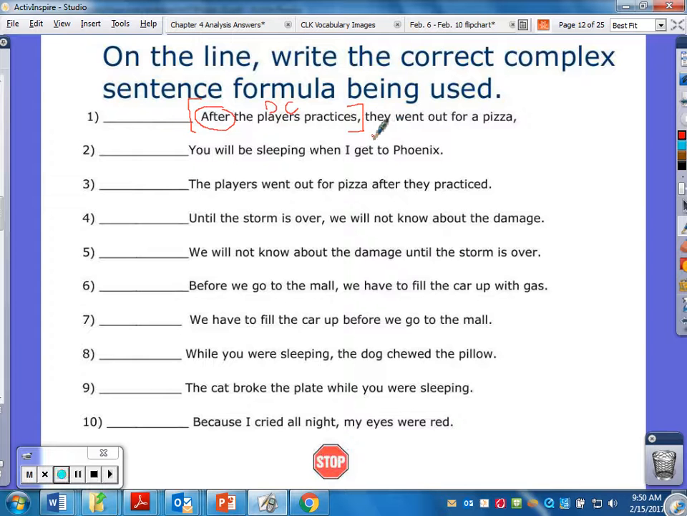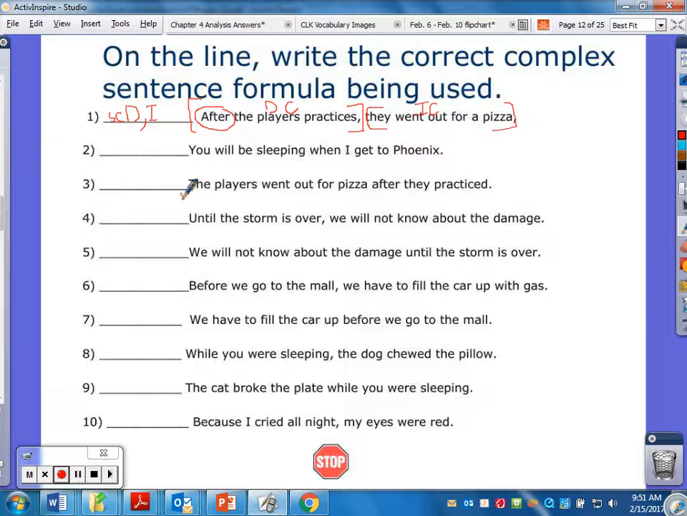Let's look at the next clause. They went out for pizza. Does this make sense on its own? If you said yes, then you are right. This is our independent clause. So I wonder which sentence formula we're using. Looks like subordinating conjunction, dependent clause, comma, independent clause. Good job.